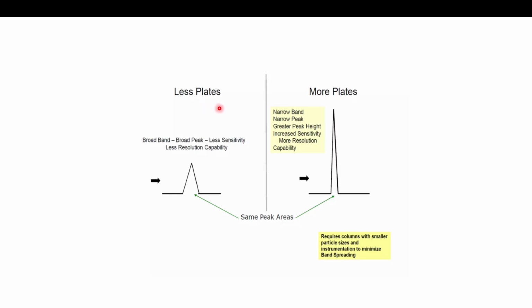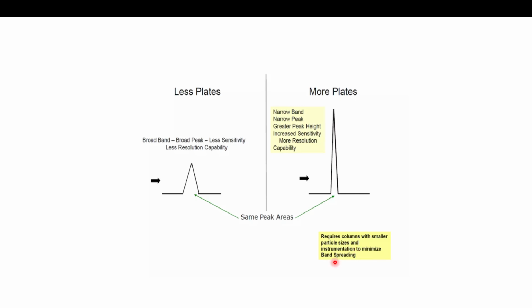Now, when fewer plates are there, there's a broader peak, less sensitivity and less resolution capability, because fewer plates means less interaction with the stationary matrix. If more plates are added, then there's a narrower band, narrower peak, greater peak height, increased sensitivity, and more resolution capability. This requires columns with smaller particle sizes and instrumentation to minimize band spreading, right?